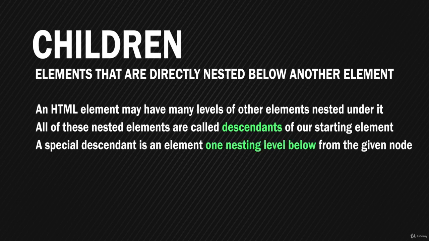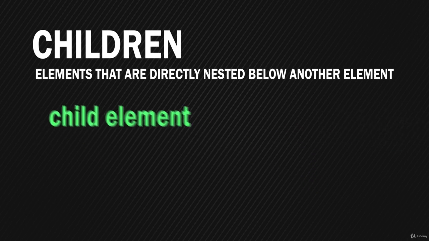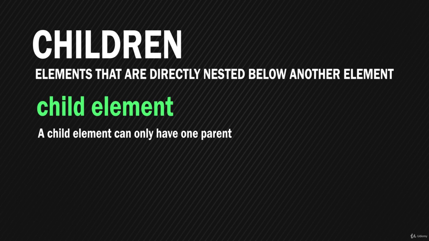And this special descendant is an element that's one nesting level below from a given node. And it's called a child element. And a child element, importantly, can only ever have one parent.